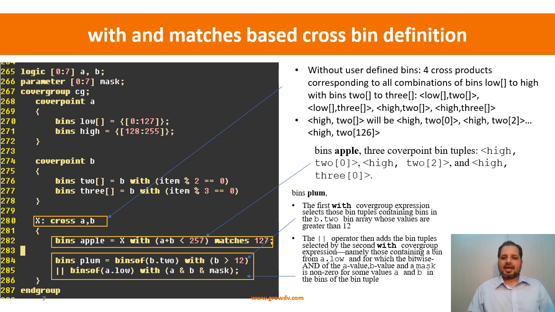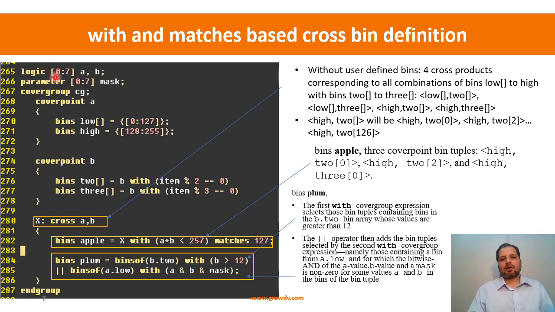In the previous example, we had seen the bin selection operators, bins of, and then intersect. So how do they operate? But we have two more bin selection operators, and those are with and matches. We have already used the with operator with the cover point, but we have not used it with the cross. So let's look at an example of how it behaves with a cross in this particular slide. Let's jump into this example.